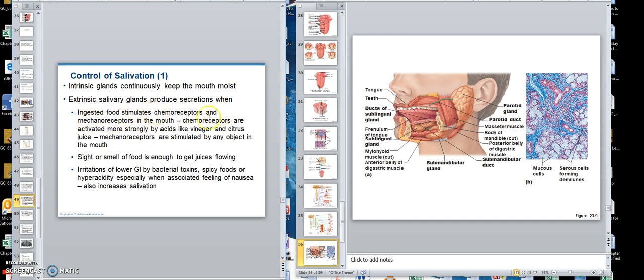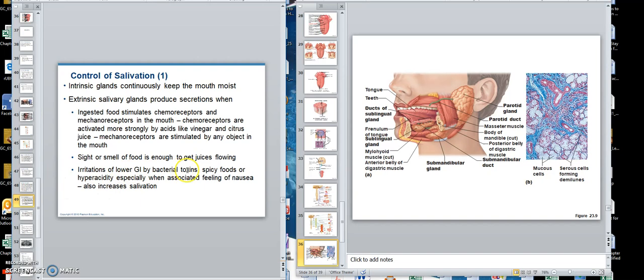But what's the chemical composition? Chemoreceptors are activated most strongly by acids like vinegar and citrus. Mechanoreceptors are stimulated by an object in the mouth. So in other words, it doesn't even have to be food. If you put a marble in your mouth, it'll do it. Sight or smell of food is enough. Now remember, you're also working with the olfactory nerve.